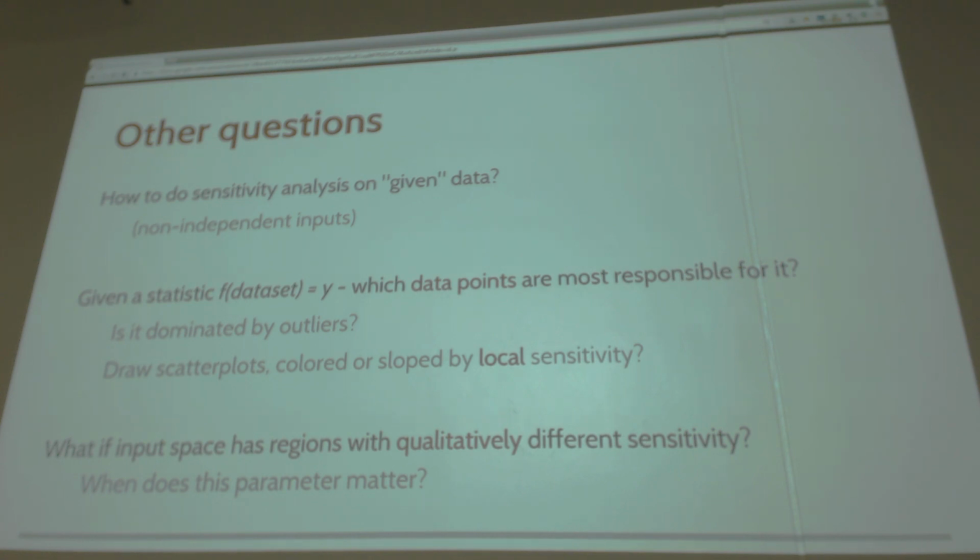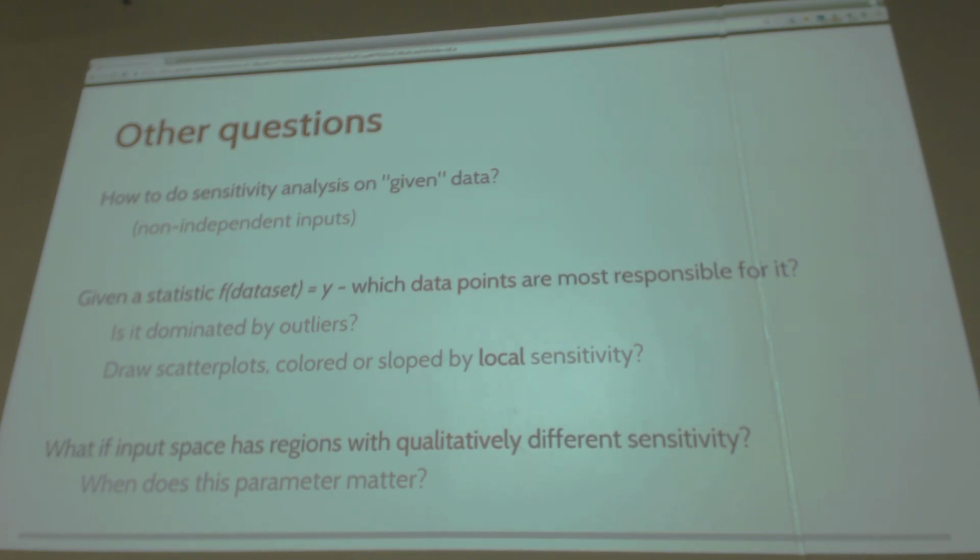I don't know how to do it. I emailed the authors of the book and they emailed me some papers that deal with dependent inputs and sensitivity analysis on existing data, but I didn't have time to read them yet. But if anyone is interested, I can just publish pointers to the papers somewhere, maybe just at the end of this slide.